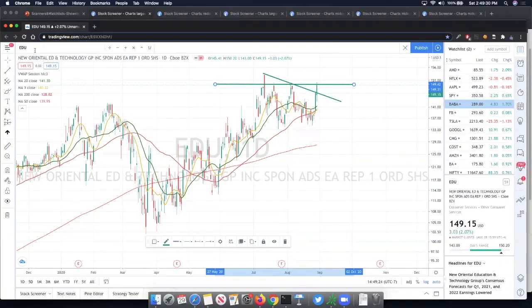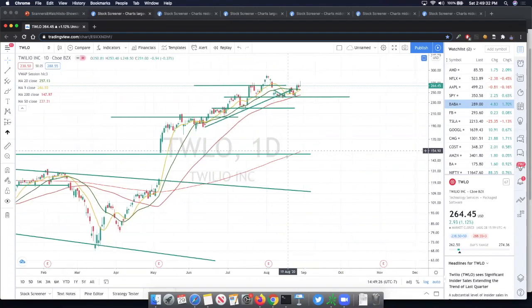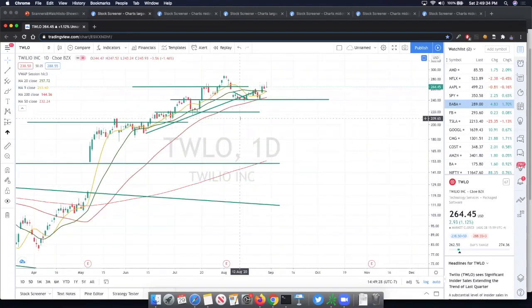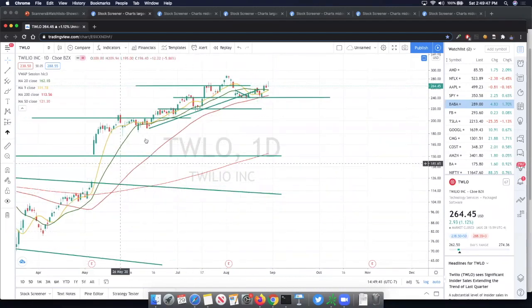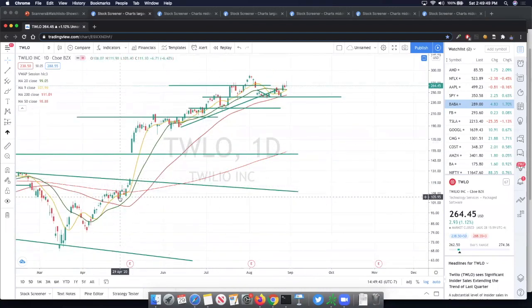So I'll show you one example before we use the scanner. Twilio. I said that it might bounce from here, primarily because this pink or red line is the 50-day moving average, and this stock has been running like anything. It didn't even give a 50-day moving average test even once since May. The price has been running. Here we got our 50-day moving average for the first time.